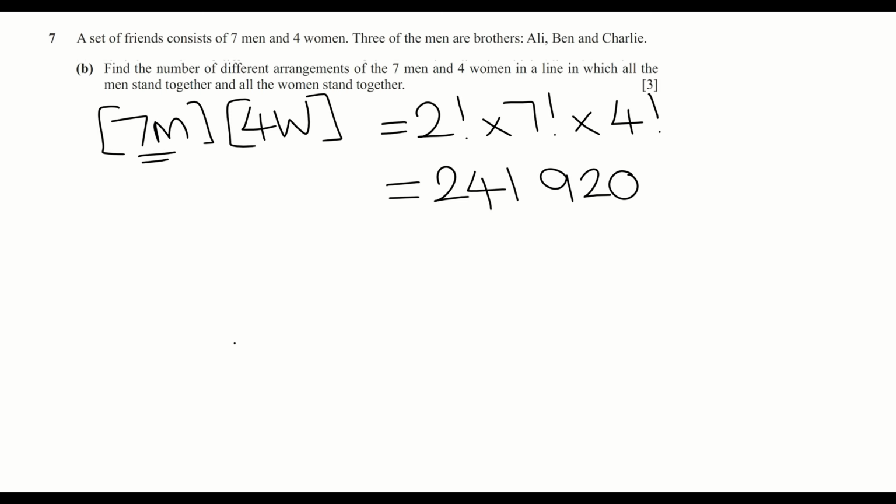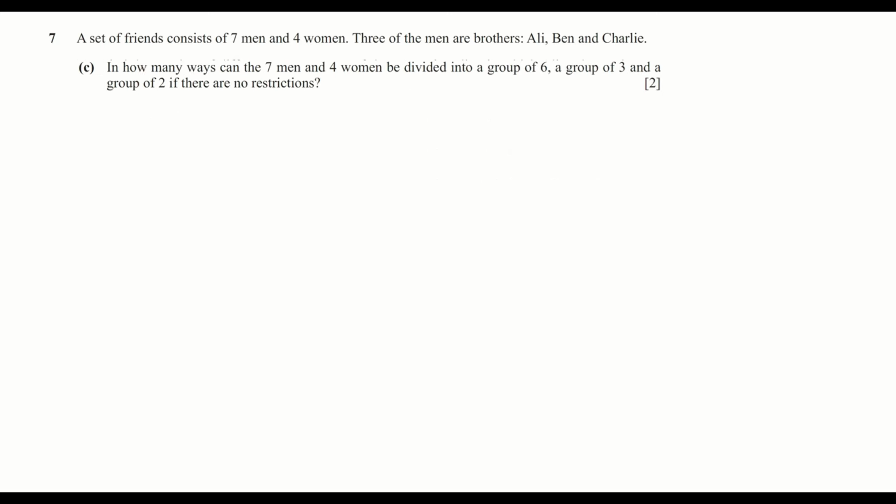241,920. This is the number of arrangements. And now we can move on to part C. In how many ways can the 7 men and 4 women be divided into a group of 6, a group of 3, and a group of 2 if there are no restrictions? Now be careful with this word, no restrictions. There are no restrictions in terms of the brothers or men together, women together, and so forth.